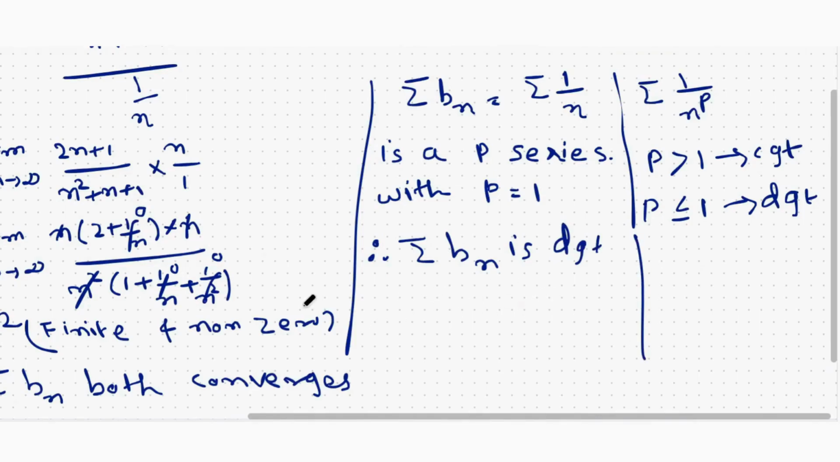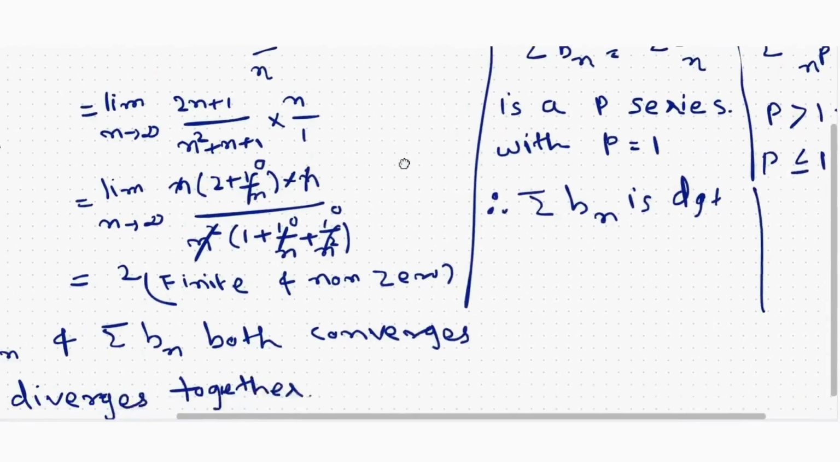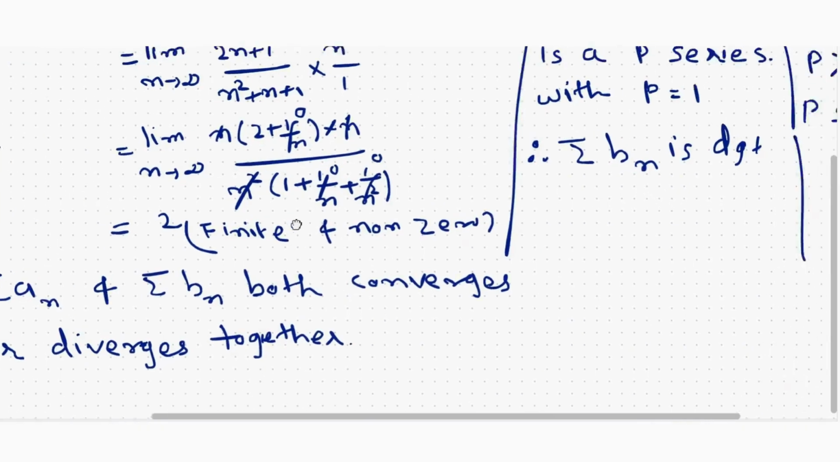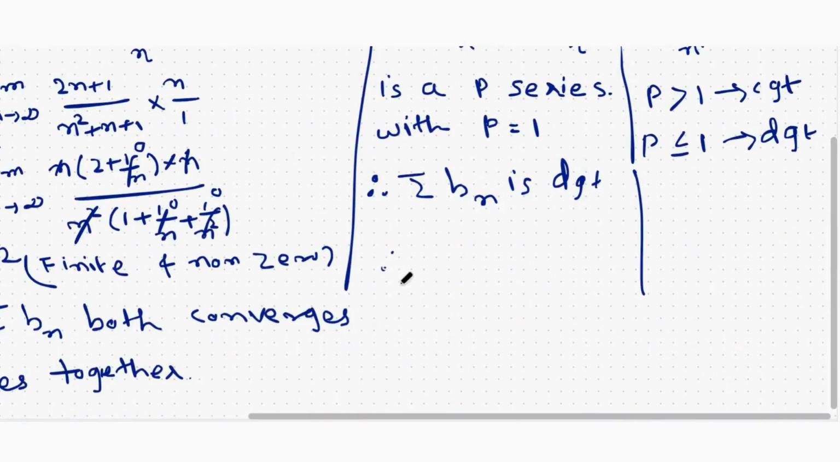ओके, तो अब यहां पे हमें क्या मिल गया? bn डाइवर्जेंट सीरीज है, तो फ्रॉम लिमिट कंपैरिजन टेस्ट सीरीज bn एंड सीरीज an बोथ कन्वर्जिस एंड डाइवर्जिस टुगेदर. ओके मतलब कि bn का जो बिहेवियर है वही an का होगा, ये हमने यहाँ पे प्रूव किया. ओके और यहाँ पे क्या है? bn डाइवर्जेंट है तो an भी क्या होगी? डाइवर्जेंट. ओके सो नाउ लेट्स राइट द कंक्लूजन. देयरफॉर series an is also divergent. Okay.